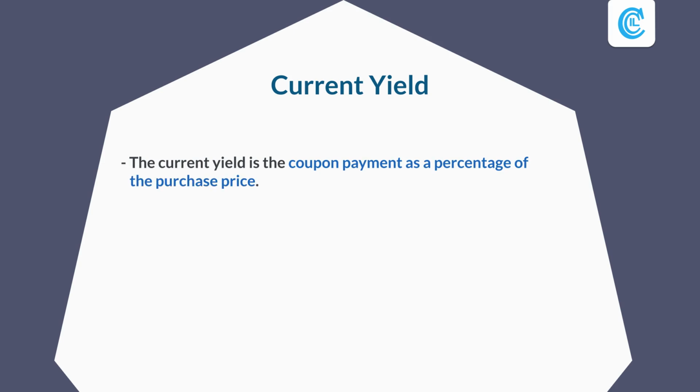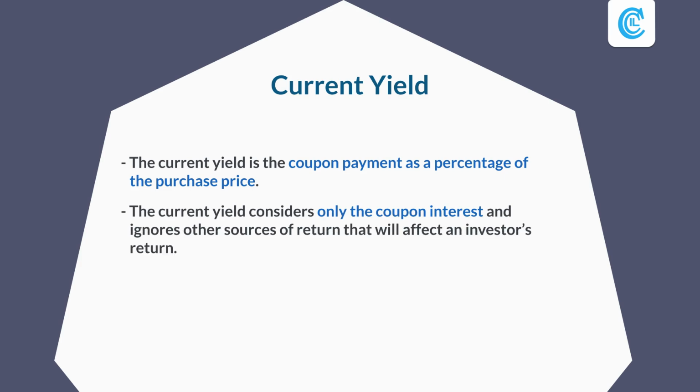On the other hand, the current yield is the return the bond holder gets against its purchase price, which may be more or less than the face value or the par value. The current yield considers only the coupon interest and ignores all other sources of return that will affect an investor's return. Current yield is calculated as.